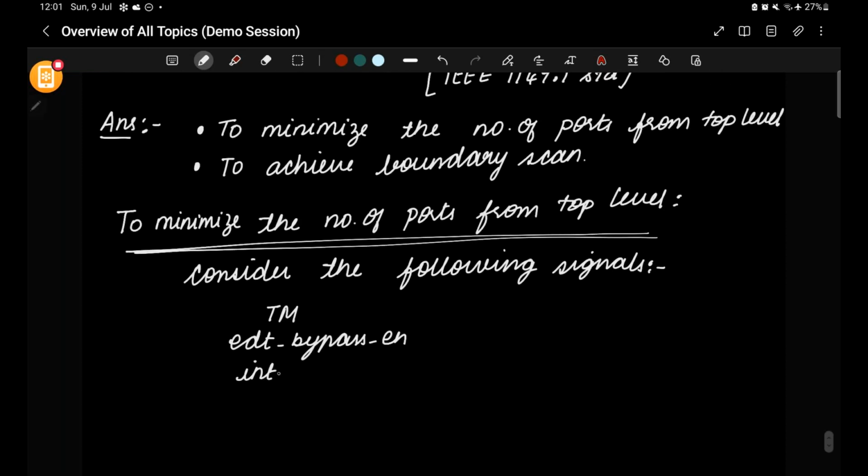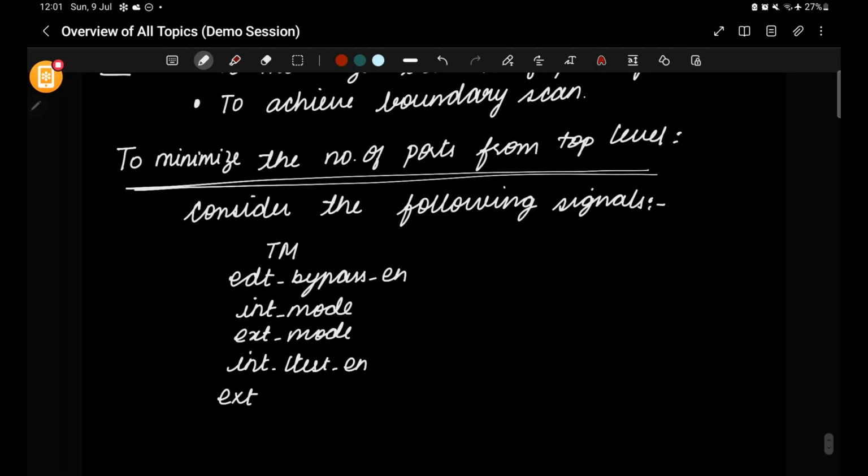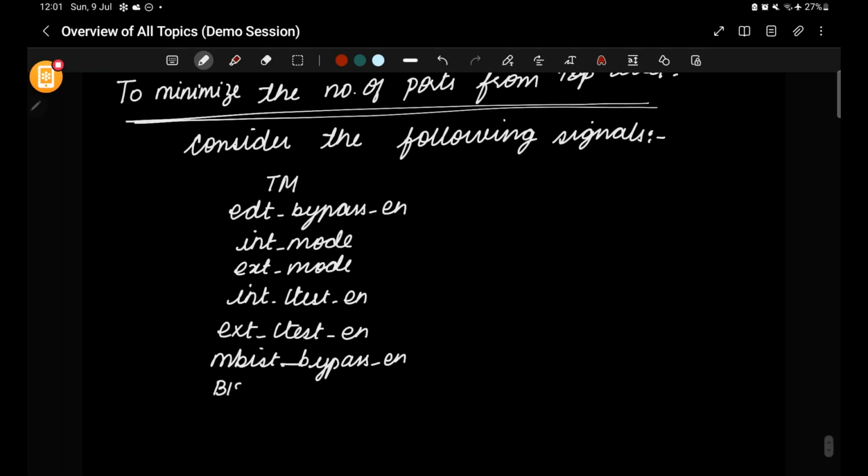Then int mode, then you'll have a signal called ext mode. Another signal called int l test enable and ext l test enable. Then we can have mbist bypass enable, then BIST setup, mbist pg enable. These are all a few important signals. We will discuss it during our interview preparation course.